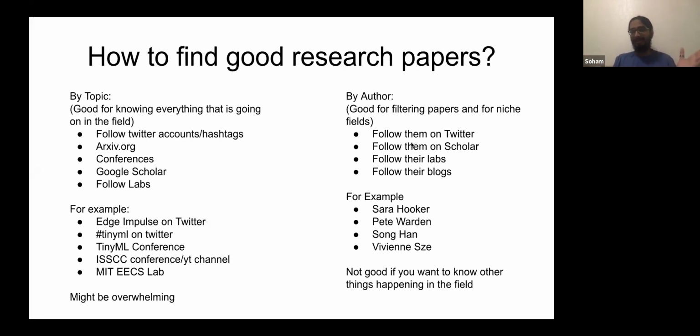And the rule that I said before, the 80-15-4-1% of papers, also applies here. Even if you follow a really good conference, a lot of papers will be irrelevant, or they won't have really good, interesting results. So that rule applies there as well.